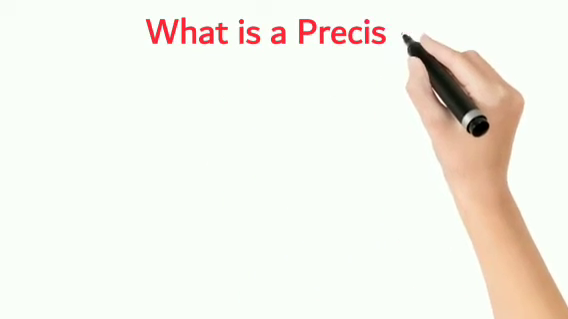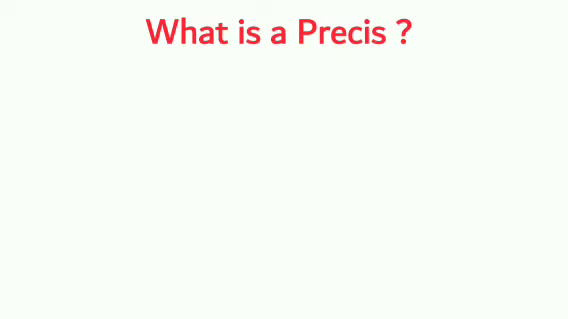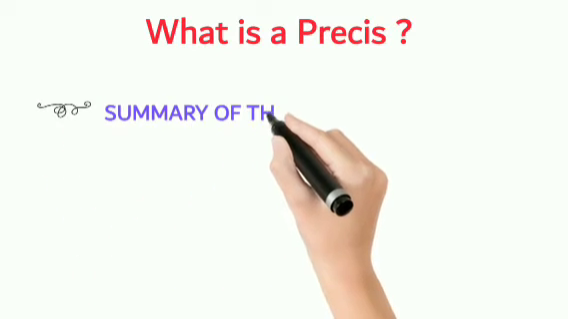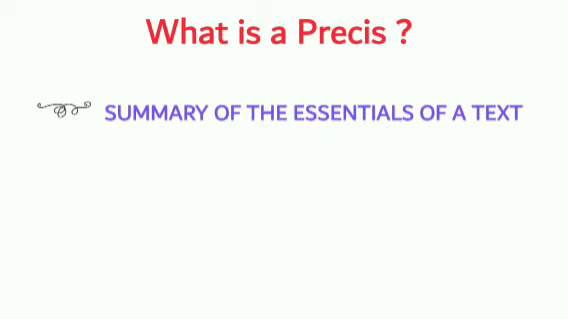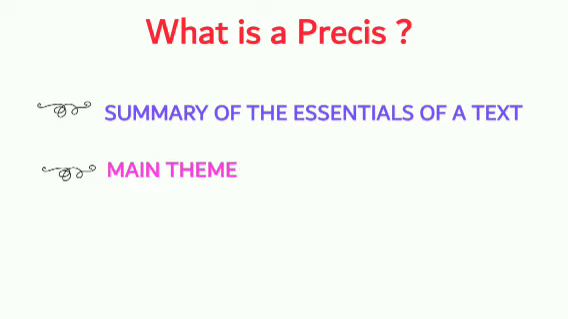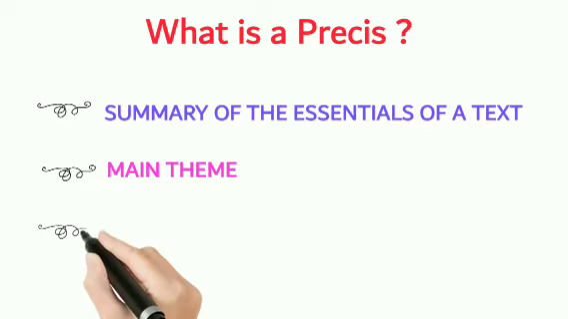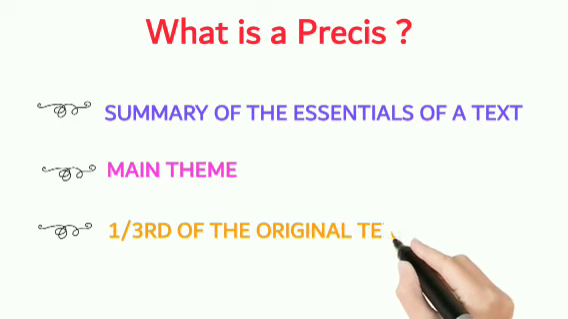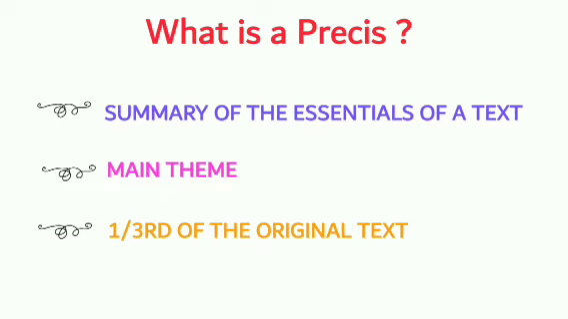What is a Precis? Precis is a summary of essentials of a text. It is the main theme of a passage expressed in as few words as possible. It is the 1/3 of the original text.